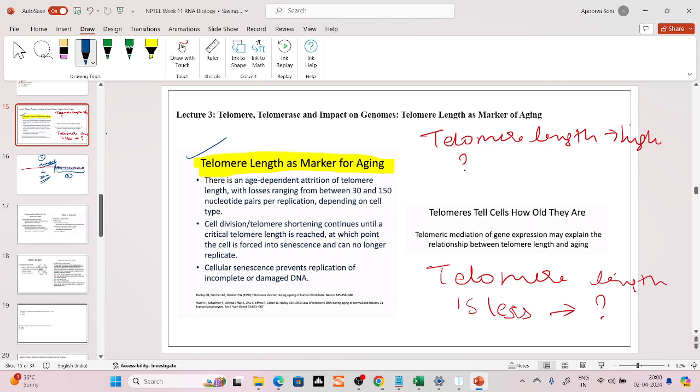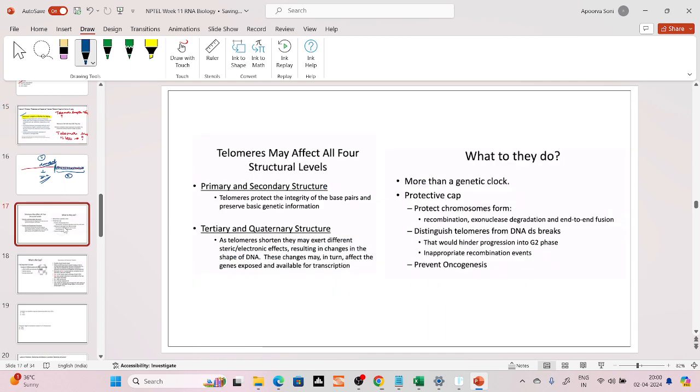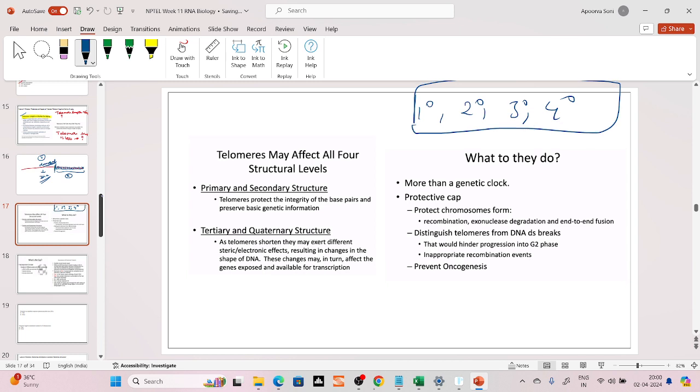Then telomere mediation of gene expression may explain the relationship between telomere length and aging. This we have already solved, how telomere length is related to aging. Okay. So now what happens is that in DNA, you have a primary structure, a secondary structure, a tertiary structure, and a quaternary structure. So what they are saying is that telomeres affect all 4 structural levels. I am talking about DNA.